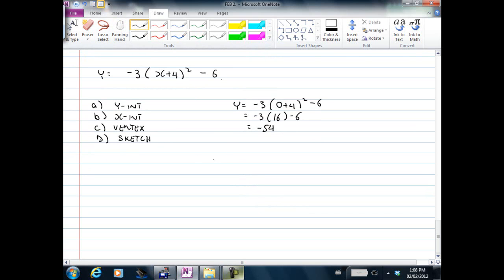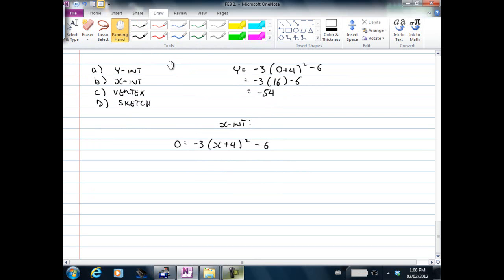The x-intercept is a bit tricky. I'm going to show you why. Because a lot of you want 0 equals negative 3 times (x plus 4) squared minus 6. When you move the 6 over, I'm going to do this nice and slow in case you're lost. 6 equals negative 3 times (x plus 4) squared. Now we're going to bring the negative 3 over. You do this by dividing by negative 3. And here's where the issue comes.